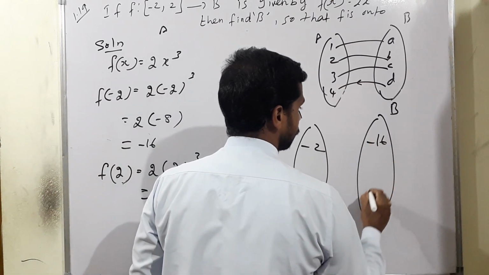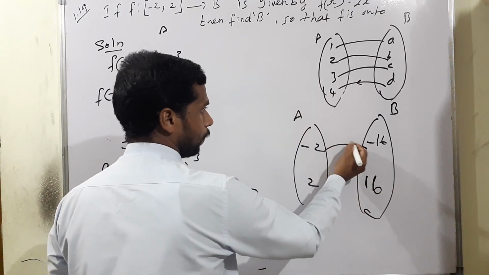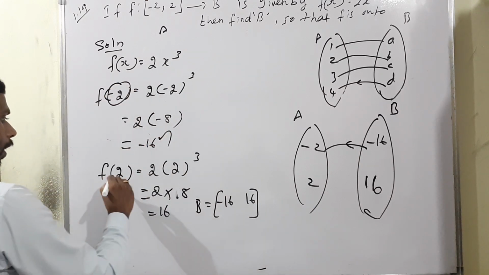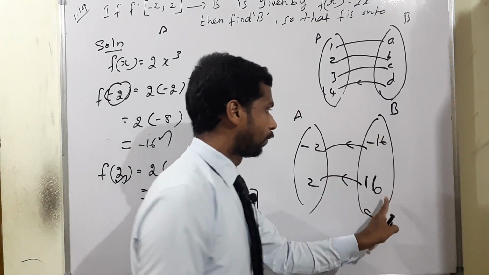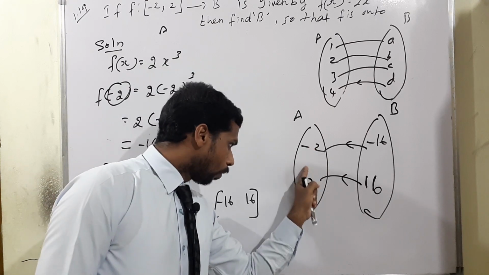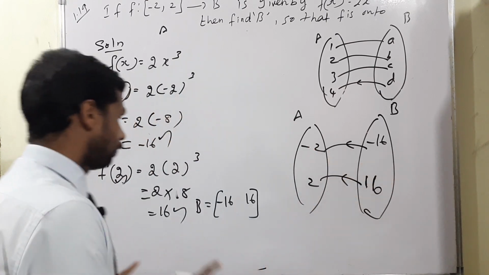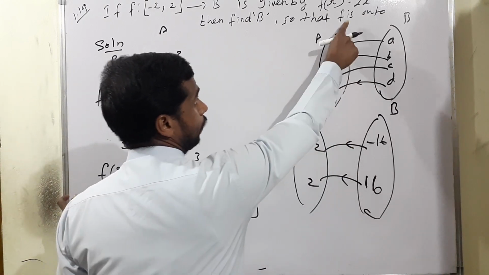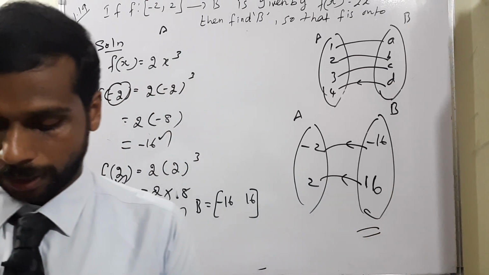Now, negative 16 to positive 16. The negative 16 is mapped from negative 2, because f(-2) is negative 16 and f(2) is positive 16. For an onto function, each and every element of the codomain has a preimage. In between, whatever the value, definitely it is in the codomain. Therefore, B is [-16, 16]. So we proved that f is onto. Okay, I will continue with the next question. Stay on the line.